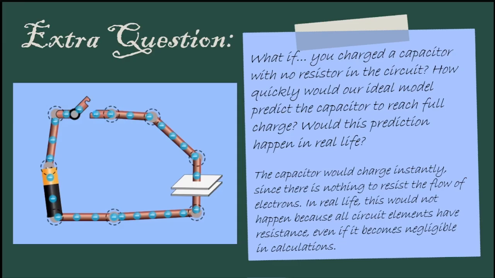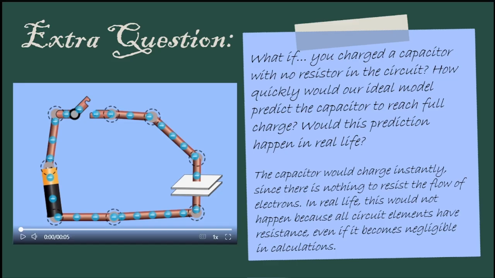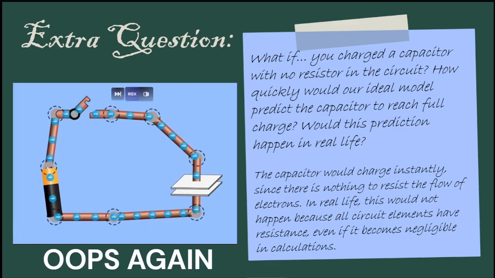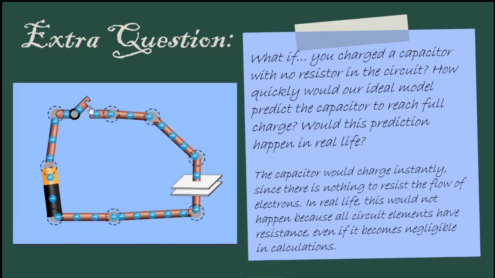Extra question. What if you charged a capacitor with no resistor in the circuit? How quickly would our ideal model predict the capacitor to reach full charge? Would this prediction happen in real life? The capacitor would charge instantly, with the flow of electrons. In real life, this would not happen because all circuit elements have resistance, even if it becomes negligible in calculations.